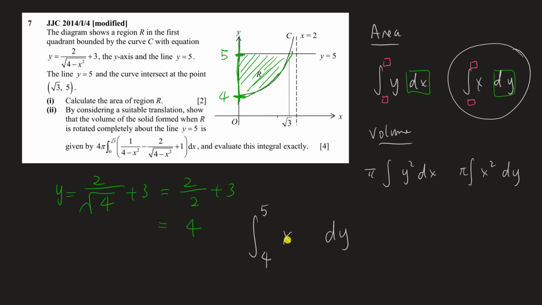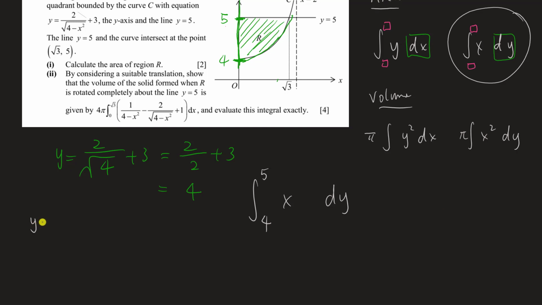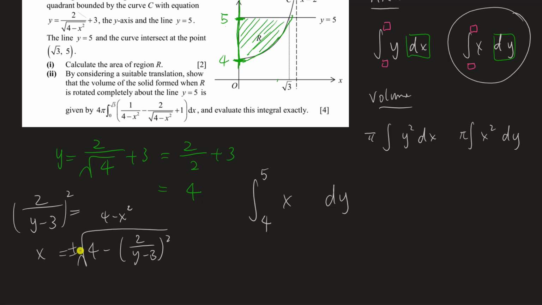You have to make x the subject. So we have to go through this process, turning x. So y minus 3 equals 2 over this. I'm going to put the 2 over, this will give us root of 4 minus x squared. Then I'm going to square both sides. And then I'm going to bring x squared over, and this to the 4. I'll get this: 4 minus 2 over y minus 3, squared. And then I'll square root both sides to give me plus minus.